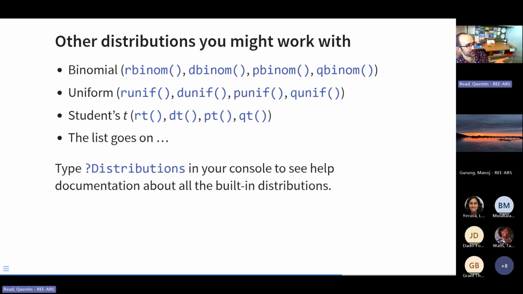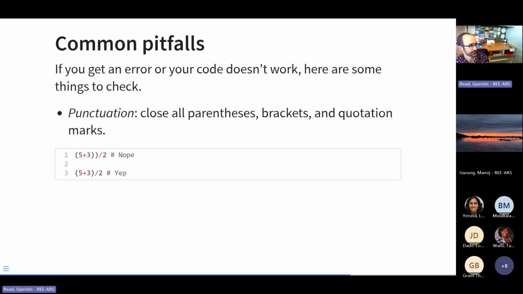Again, there's lots of other distributions, and you can type ?Distributions in your console, and that will give you help documentation for all the built-in distributions. And basic R has only a few distributions, and other people have implemented other statistical distributions in their own packages, which you can use if you don't find the distribution you're looking for in basic R. So what are packages? The last thing I'm going to talk about in this first lesson is packages.